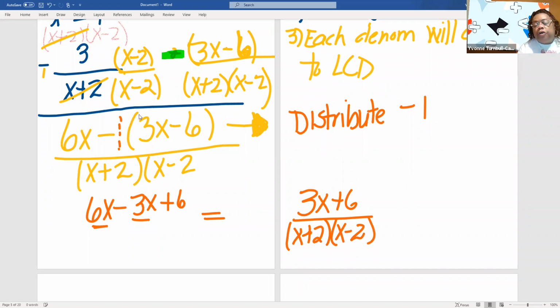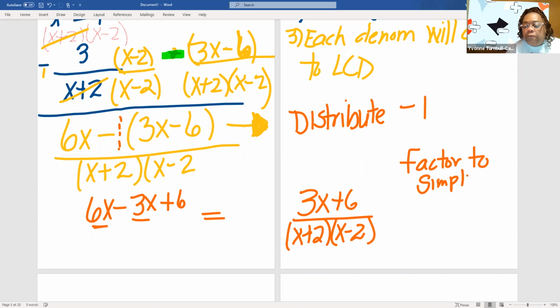Now, you're not finished until you have simplified. If you notice, while adding, there's no simplifying in the midst of the problem. There's no simplifying at the beginning of the problem. When it's added and subtracted, all the simplifying happens at the end. So at this point now, we need to simplify, but we need to factor first. Factor to simplify.